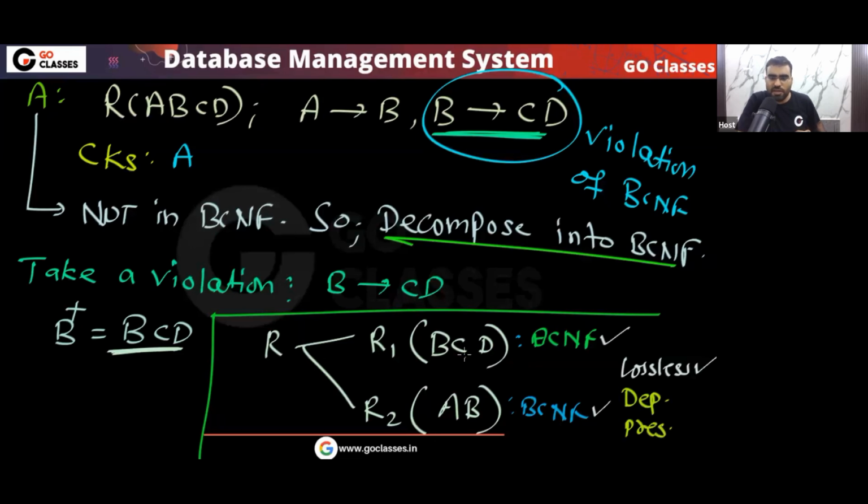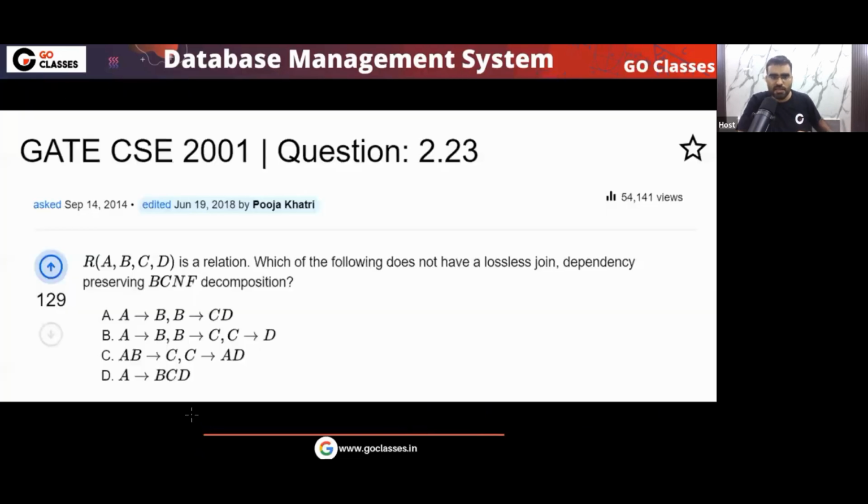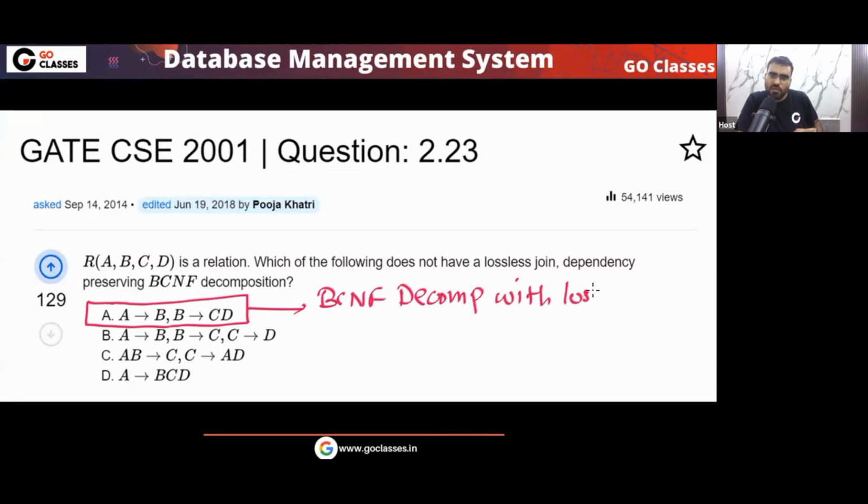Is this dependency preserving? You can see this dependency is preserved by R2 and this dependency is preserved by R1. So yes, this is dependency preserving also. Is this clear? So we have done this part A. For option A, is it possible? BCNF decomposition with lossless join and dependency preservation is possible.